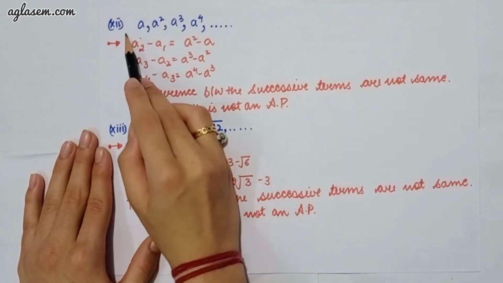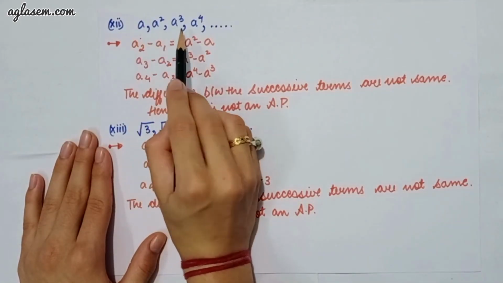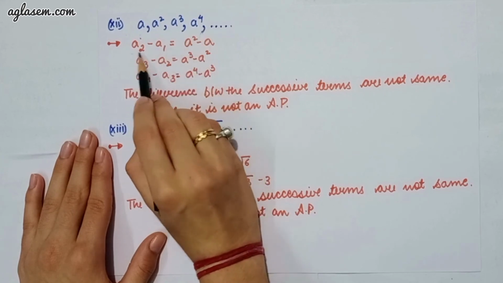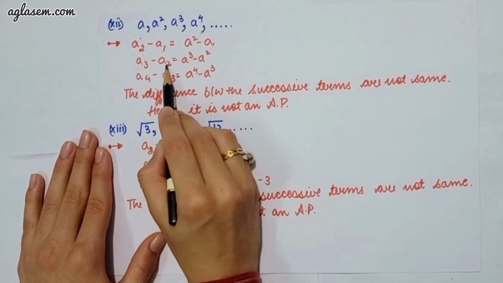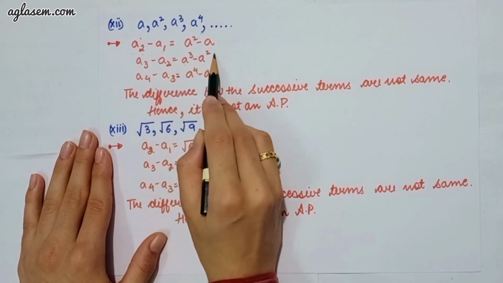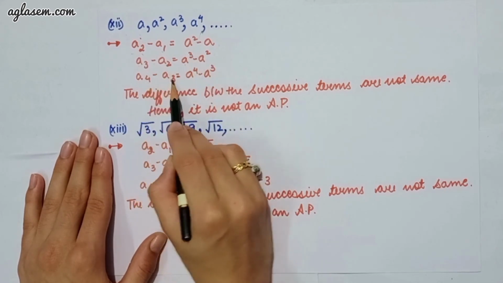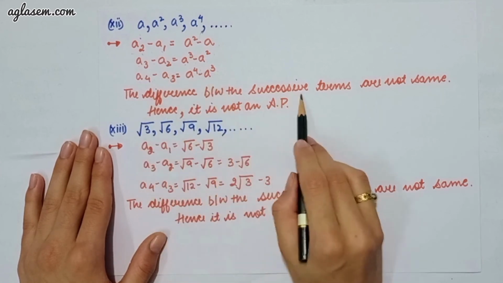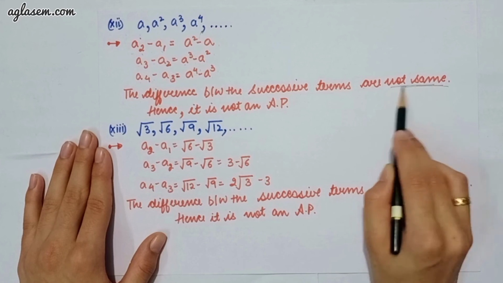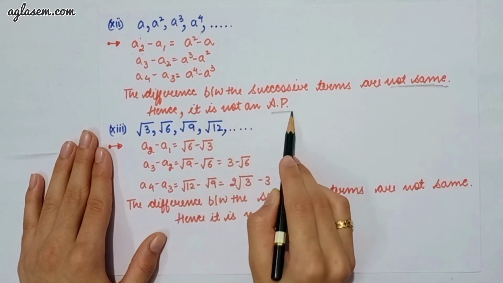Moving to our 12th part, which says A square, A cube, A4. So here A2 minus A1 that is A square minus A, A3 minus A2 that will give you A cube minus A square, A4 minus A3 that will give you A power 4 minus A cube. So here the difference between the successive terms is not the same. Therefore, it is not an arithmetic progression.